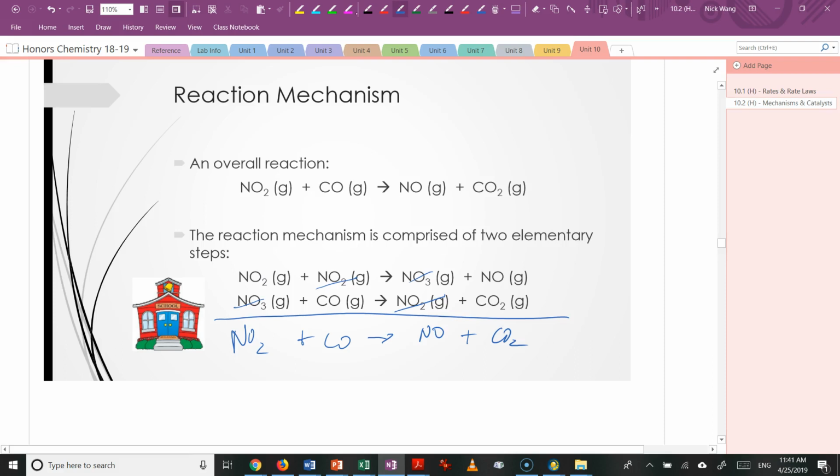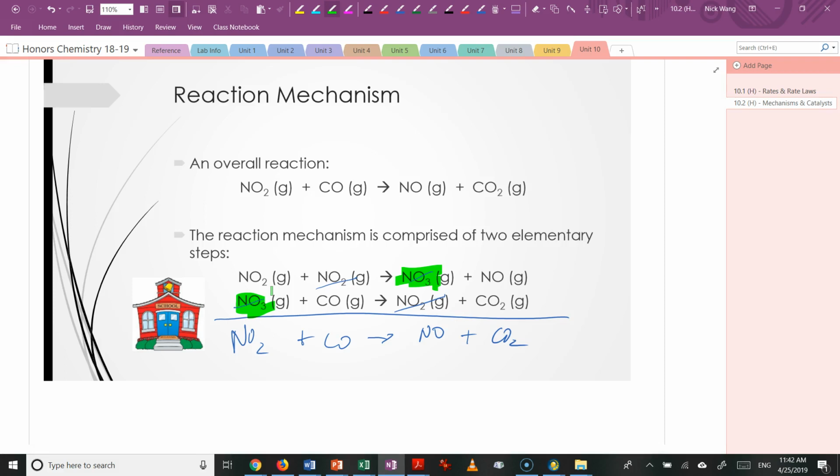Well, the only one that seems to fit the bill here is NO3, because it's produced in an earlier step and later consumed. It's produced here in the first step, and then later on you see it's used again in the next step. So it's generated here and then consumed in this next one. Well, what do you notice? Is it in the overall reaction? It's not, because it just doesn't appear in the overall reaction, but it definitely was involved behind the scenes.